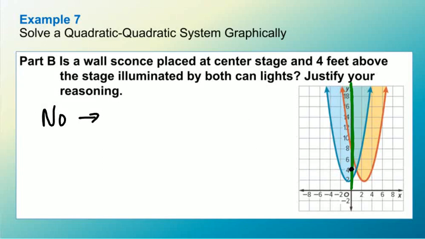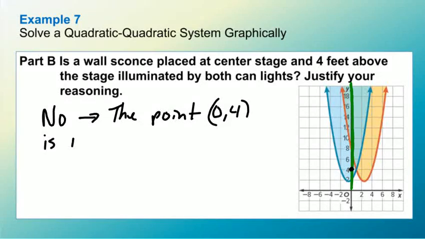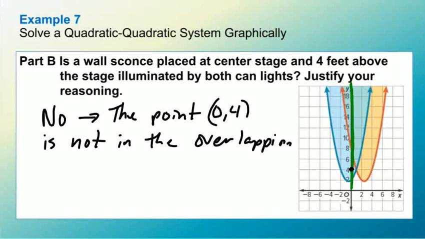And our reasoning could be the point 0, 4 is not in the overlapping section.